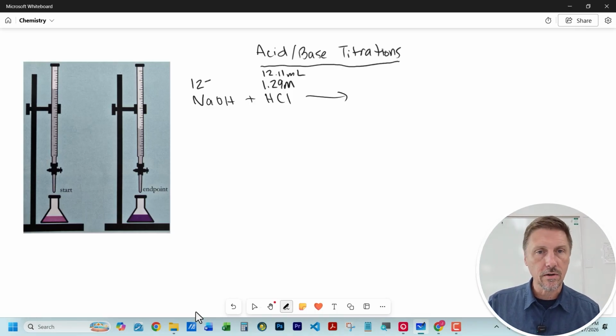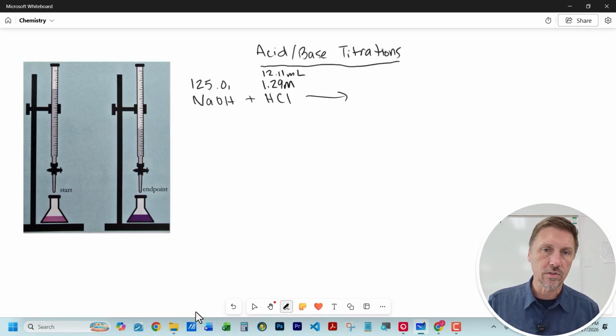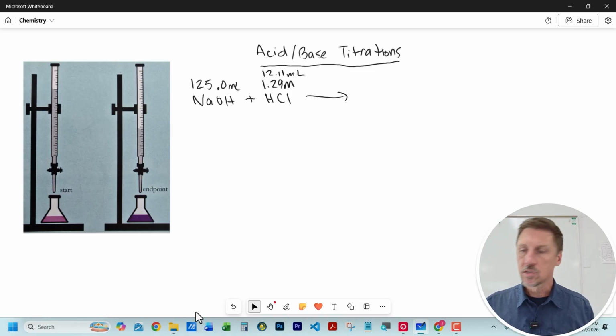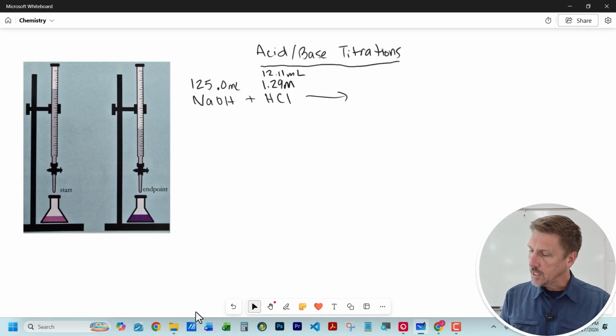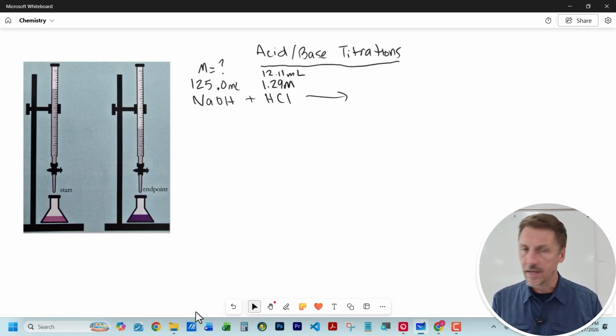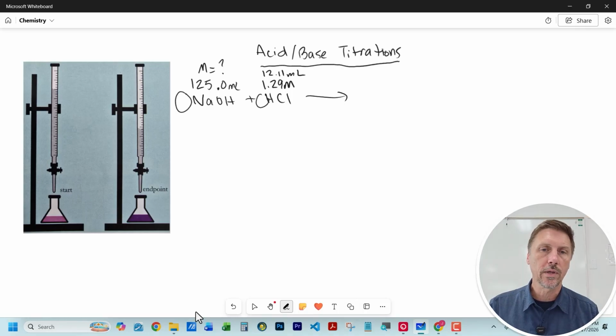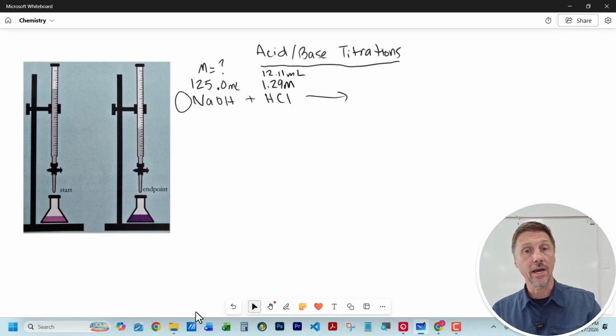Now, they did tell us how many milliliters are in the flask down here, and that value is 125.0 milliliters. So we should have everything that we need in order to figure out the molarity, that's the final thing we're trying to figure out here, the concentration of that solution. Now we do need our balanced chemical equation again, because we have to make sure that our stoichiometric coefficients in front of these are accurate.